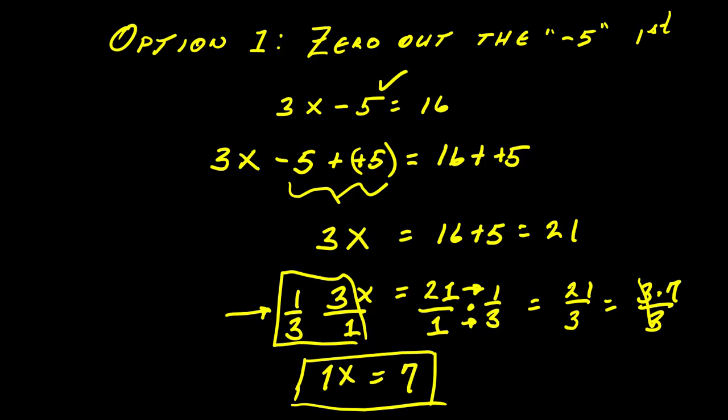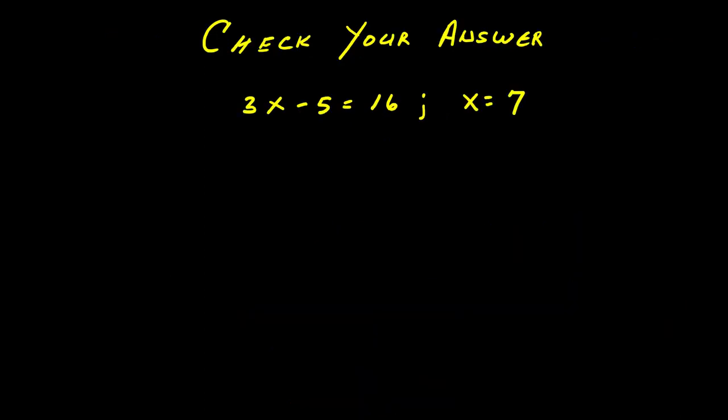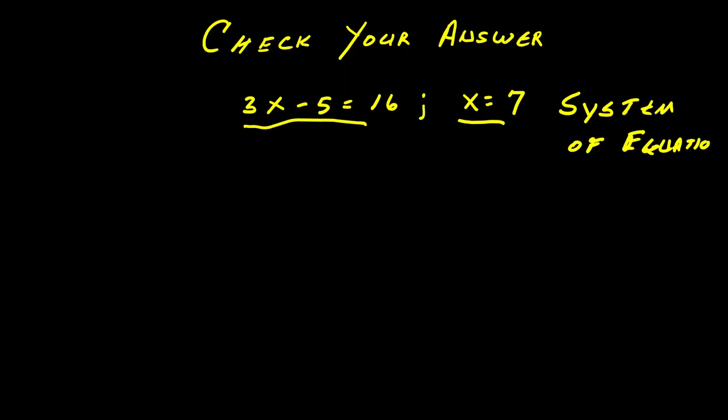Once we've done that, it's a good thing for us to check our answer. So we'll do that now. In this case, we have this equation and this equation. Whenever we have two equations like this, these are called systems of equations. You'll see a lot more of that as we go further and further into the academic year.